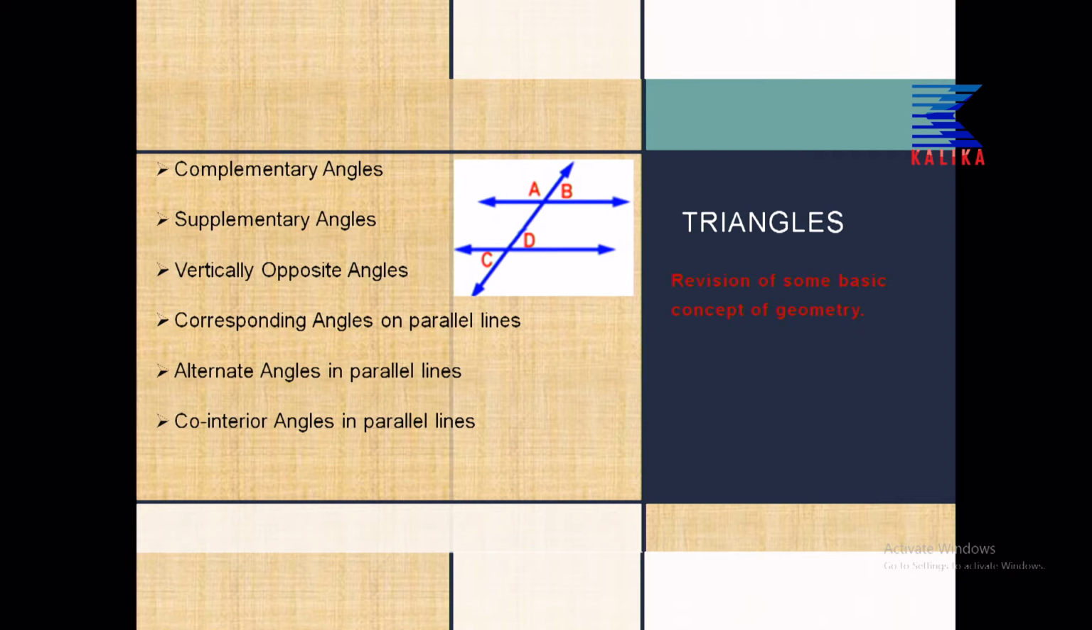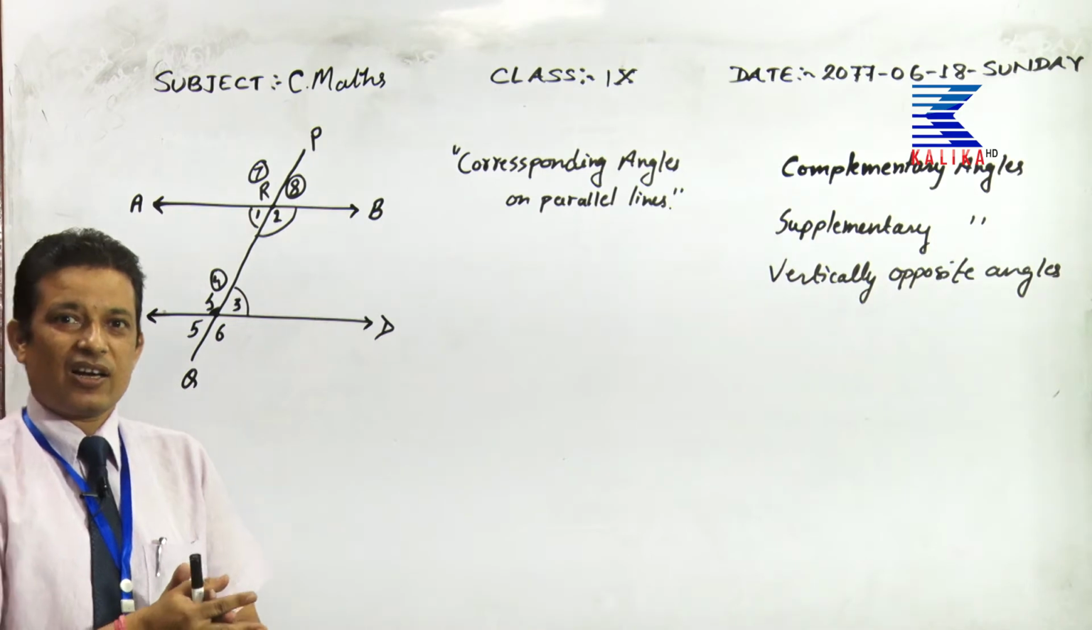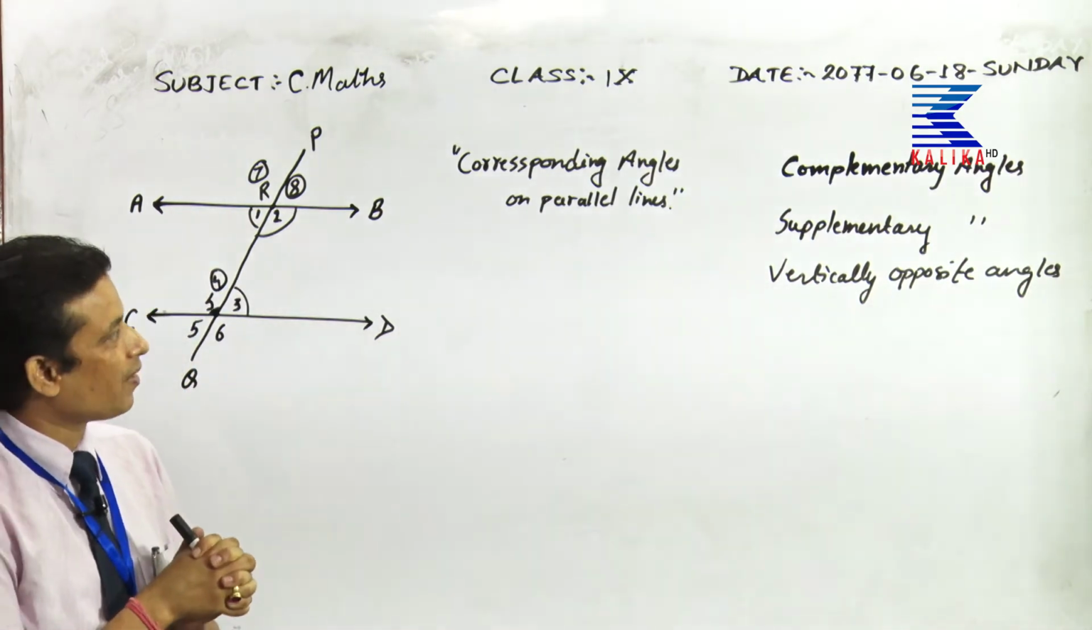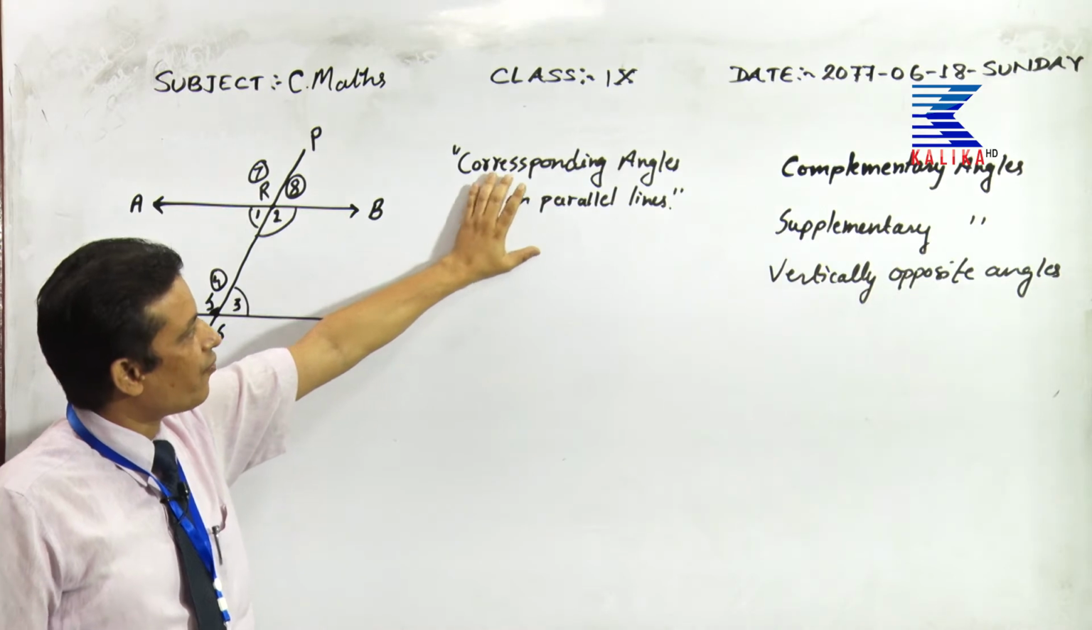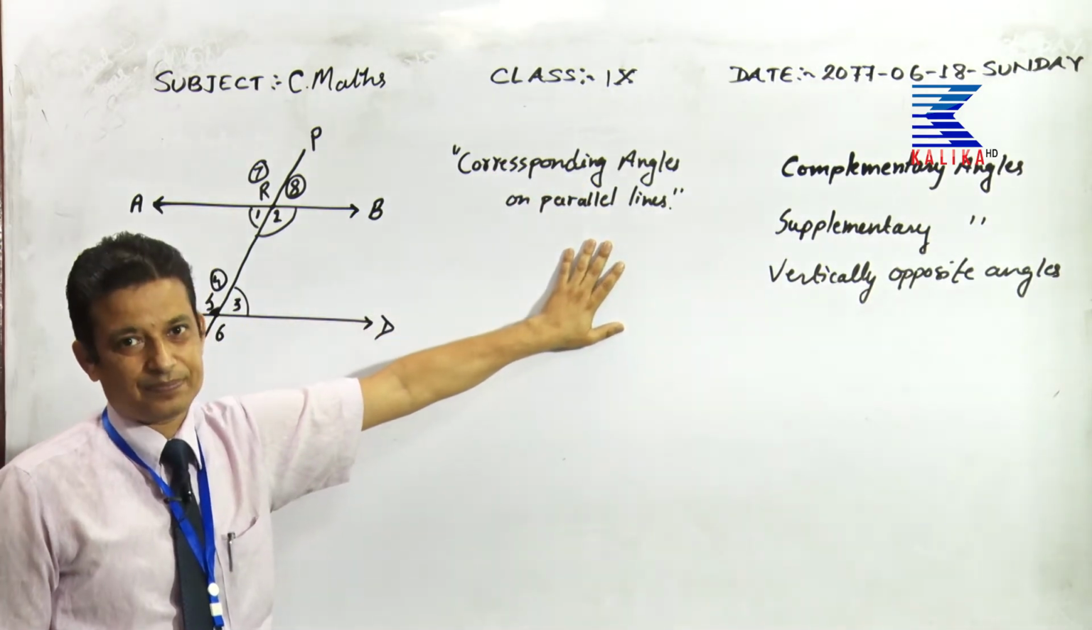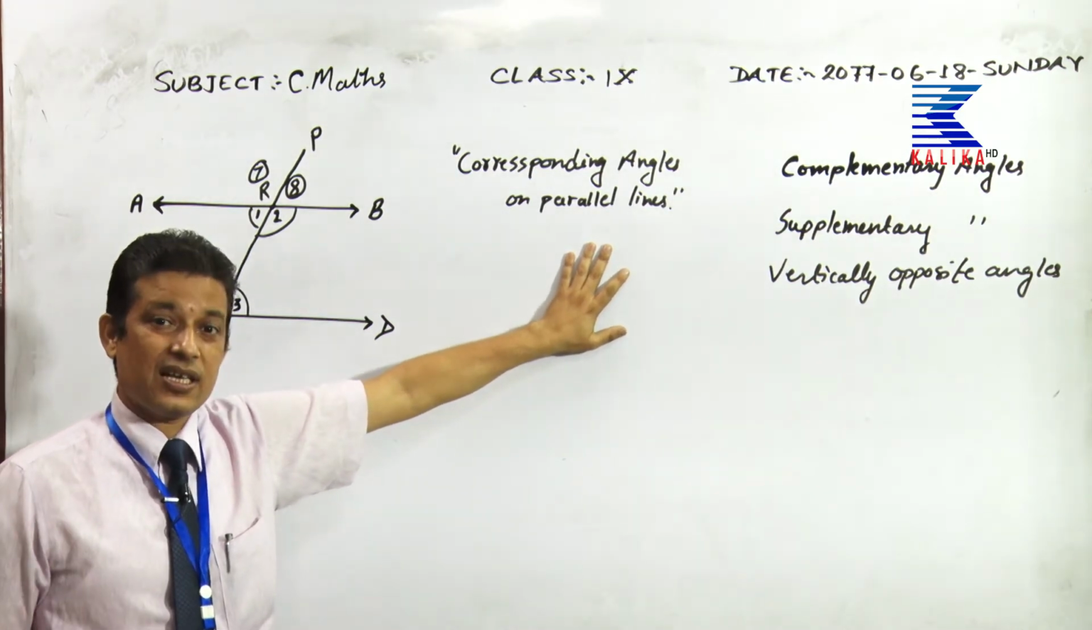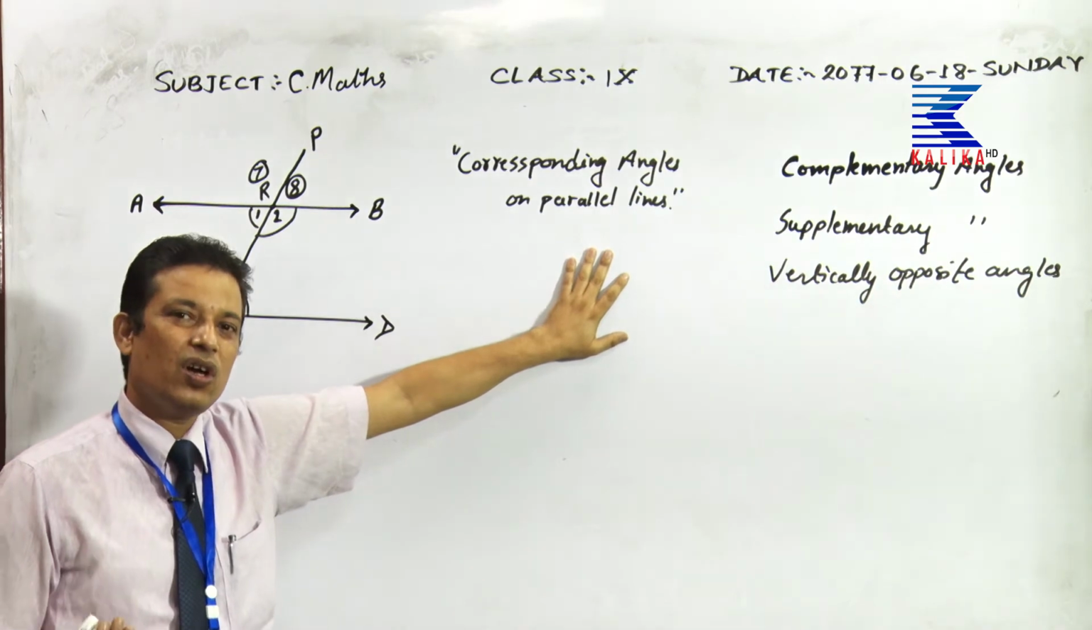And now we discuss the fourth one, corresponding angles on parallel lines. You can see it is clearly written, made on parallel lines. We are going to learn about it. Now, you can see the board, please. As I said, I am going a little faster today because you have already studied. So, let us revise the concept of corresponding angles on parallel lines. What sort of angles are known as corresponding angles and what is the relation between them? We are going to learn it.